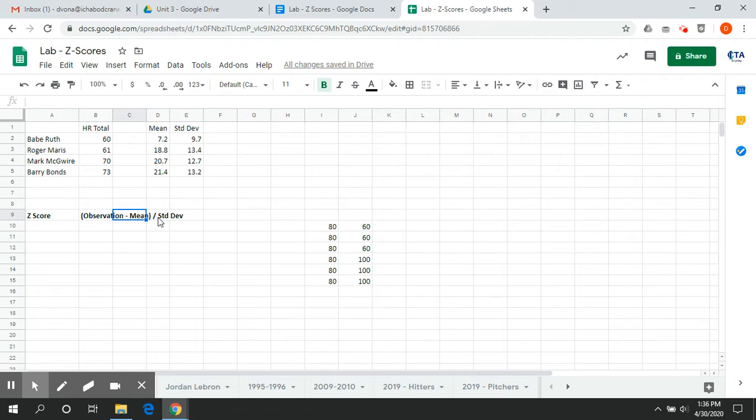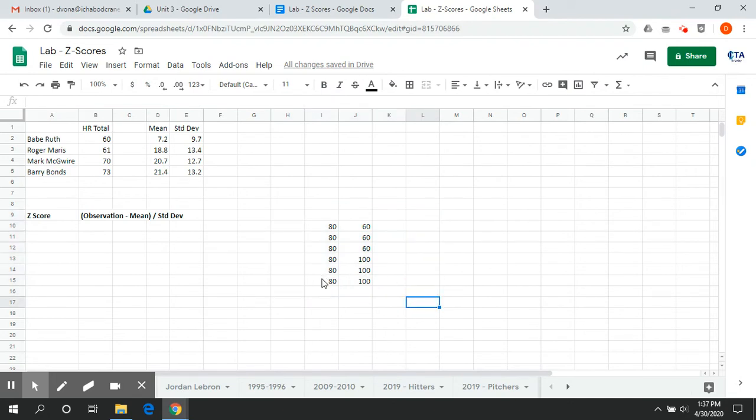Now, the reason standard deviation gets involved is because it's not enough just to see how far someone is below or above the average. You have to take a look at also how spread out the data is. So here's a quick little example that I like to go through.